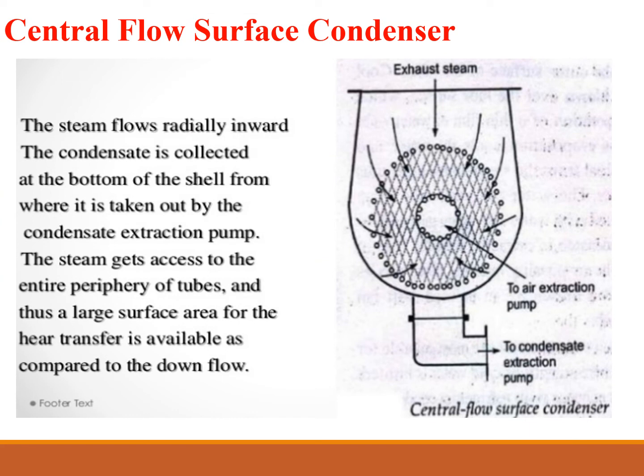Central flow surface condenser. In this, the suction pipe of the air extraction pump is placed in the center of the tube nest. This causes the steam to flow radially towards the center, as shown in the figure. The condensate leaves at the bottom, where the condensate extraction pump is situated. The air is withdrawn from the center of the nest of tubes.